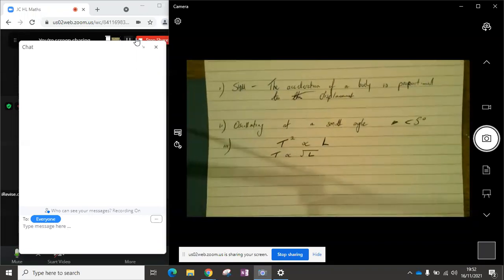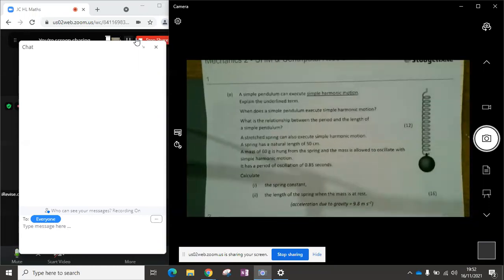Now, next part. A spring can execute simple harmonic motion. A spring has a natural length of 50 centimeters. A mass of 60 grams is hung from the spring and is allowed to oscillate with simple harmonic motion. It has a period of oscillation of 0.85 seconds. Calculate the spring constant.